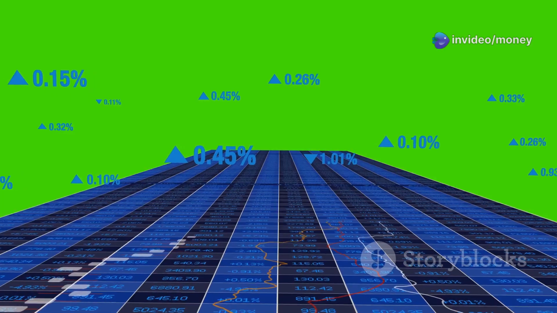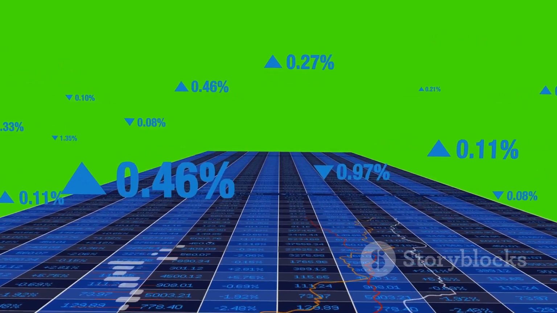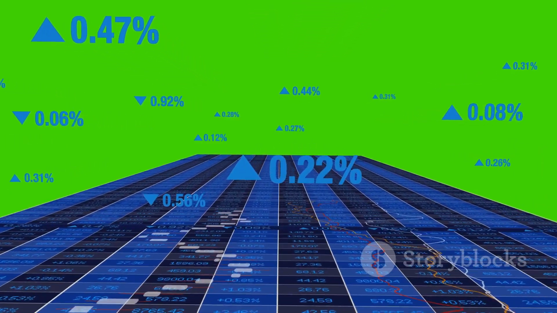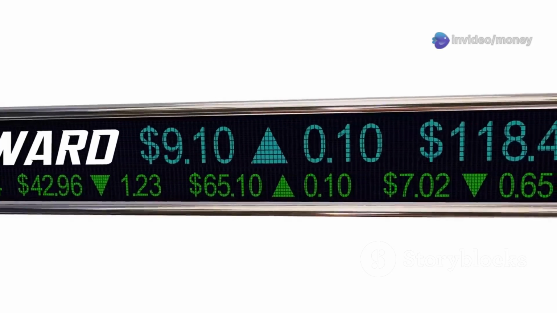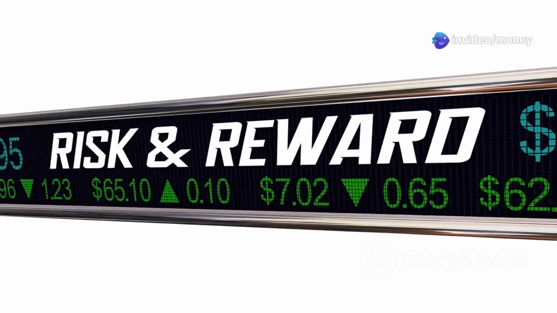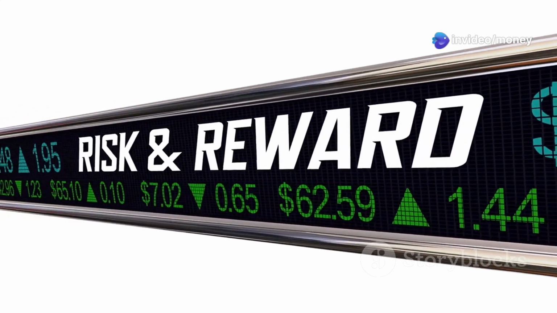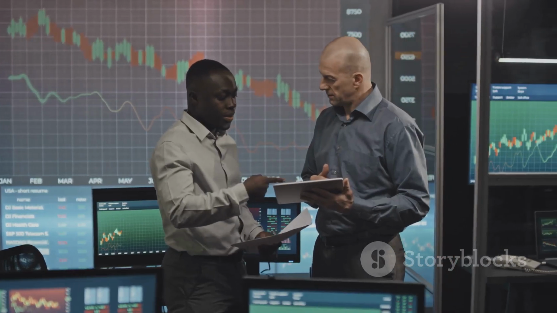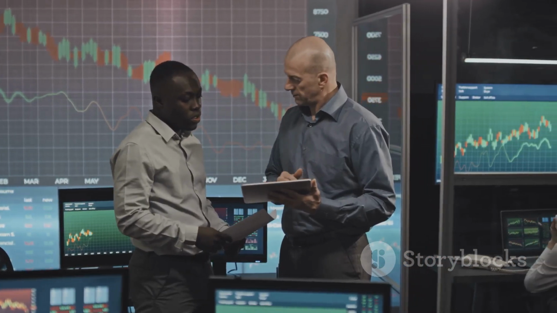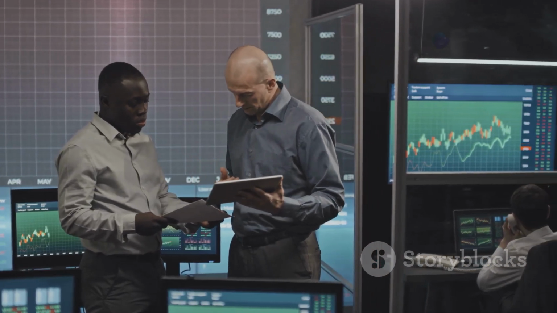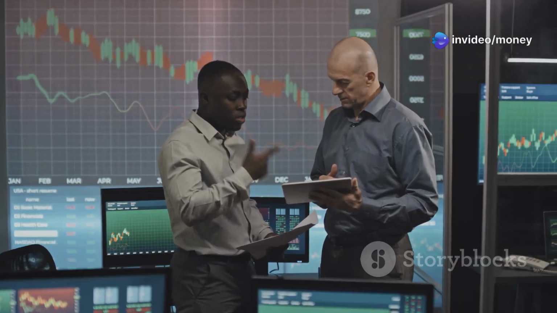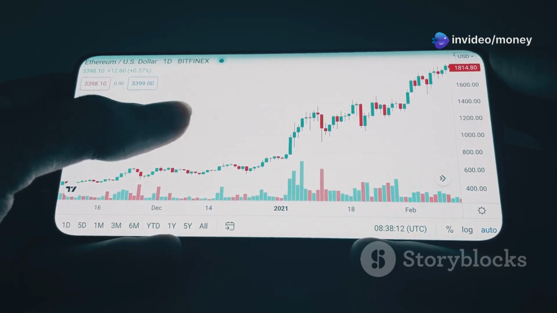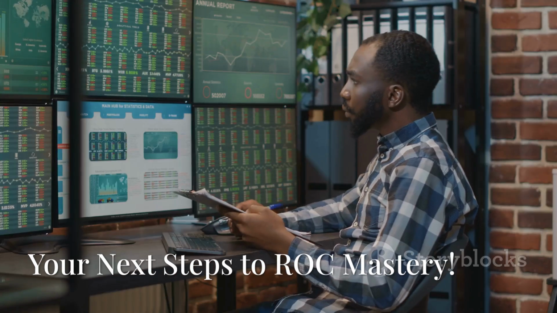So, to sum it up, ROC is fantastic for its direct measure of percentage price change and identifying acceleration, with no fixed range. RSI excels at providing standardized overbought, oversold levels due to its 0 to 100 bounded range and smoothed calculation. Think about what aspect of momentum is most critical for your trading decisions, and that will guide you to which indicator or combination of indicators will serve you best. Experiment with both on your charts and see which one resonates more with your style.